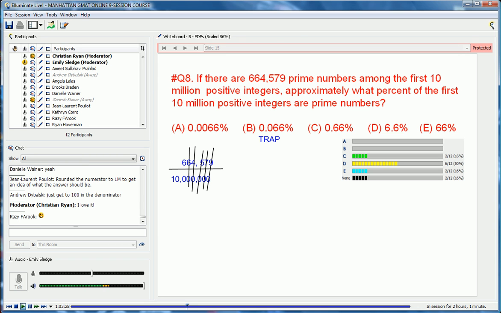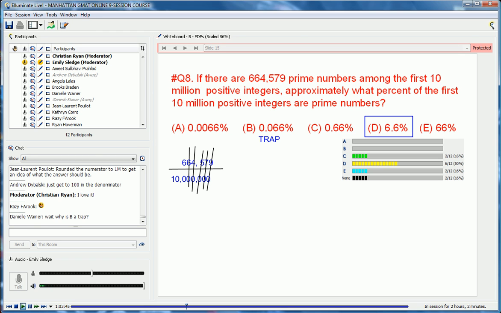Because 0.066 is the fractional answer, which equates to 6.6%. So there's a fraction versus decimal trick here. The answer is in fact 6.6, because we see it's 6 and a little bit over 100. Yeah, so why is B a trap?